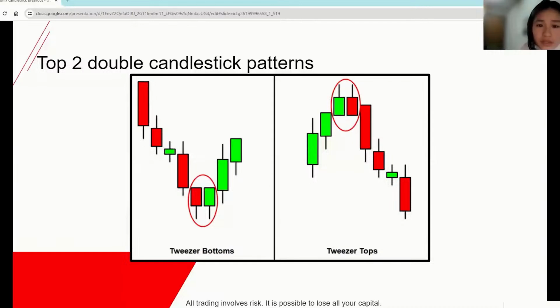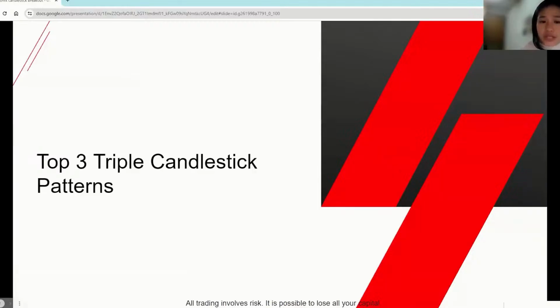Okay. Let me know again if there are any other questions. If not, let's move on to the top 3 triple candlestick patterns.